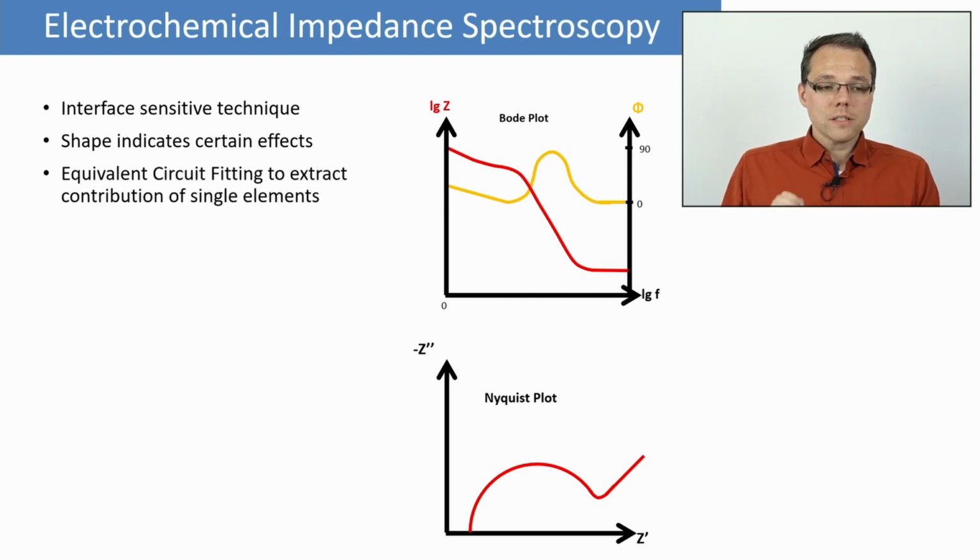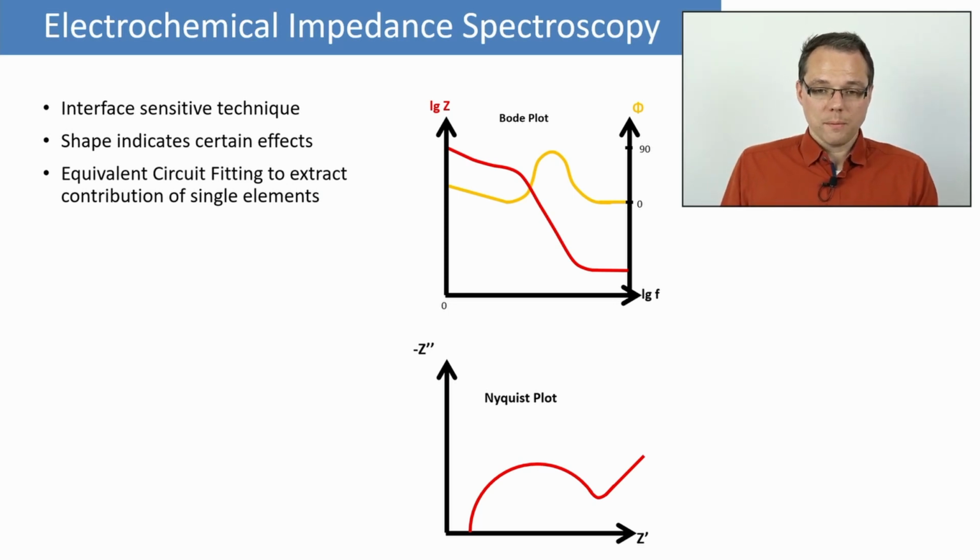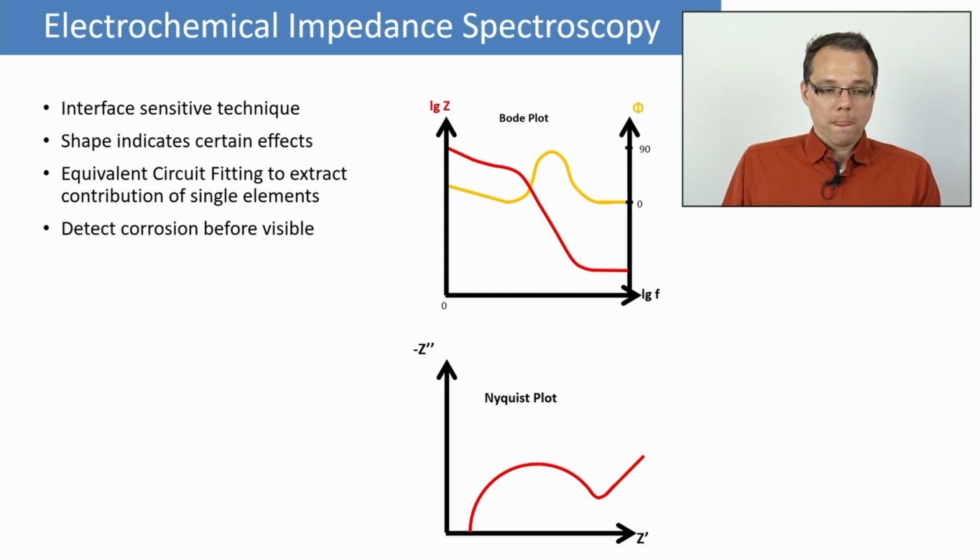You can use equivalent circuit fitting to extract the contribution of single elements. That means we try to replace our electrochemical system with an electronic circuit that behaves in the same way. I will show you that in a minute as well. And then you can fit the data and this way extract the contribution of different single components. Right, this way you can, as I mentioned, detect corrosion before it's visible. You can check on coatings, as I said, for example inorganic coatings and the water uptake, or organic coatings and the water uptake as well.